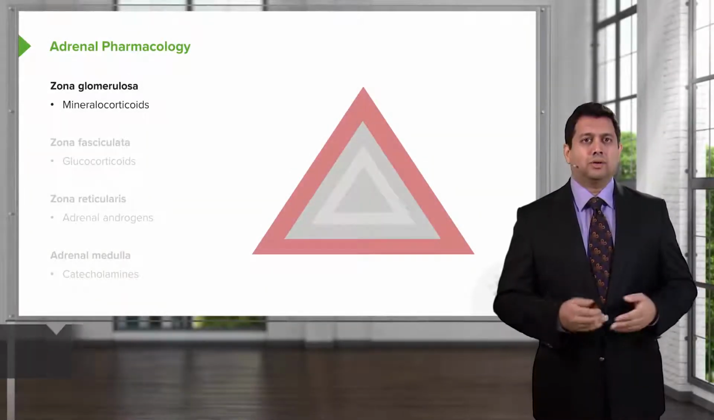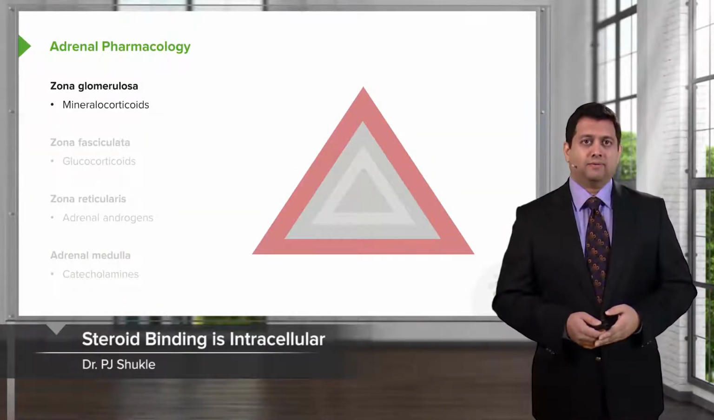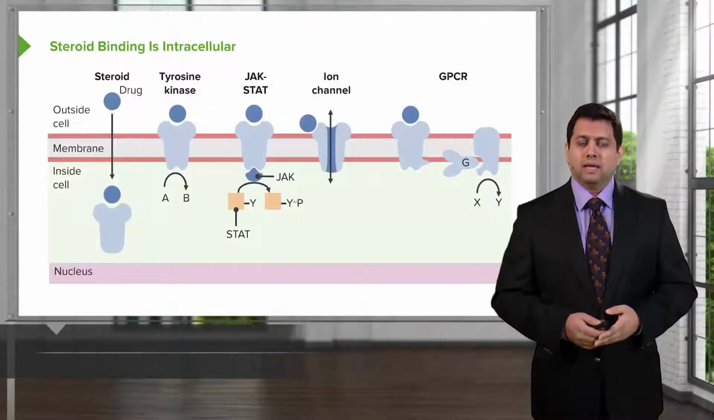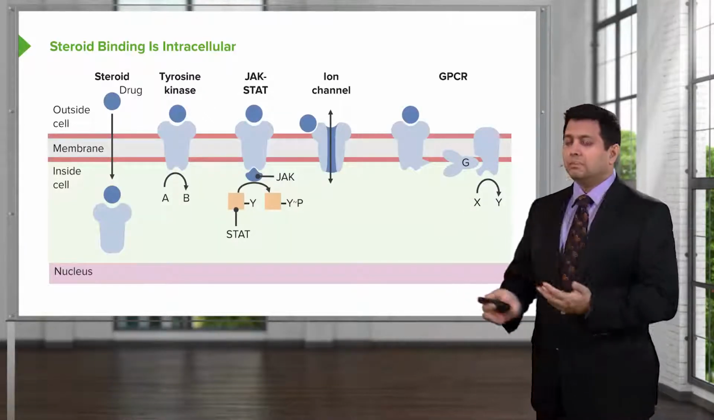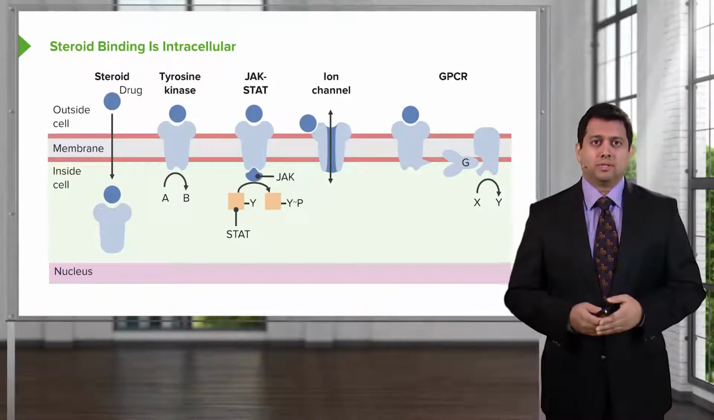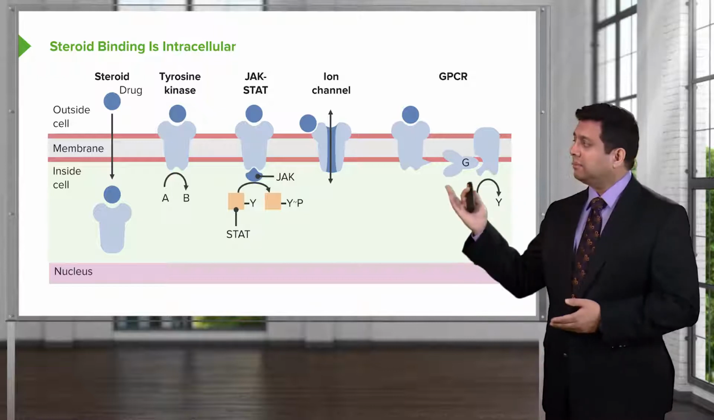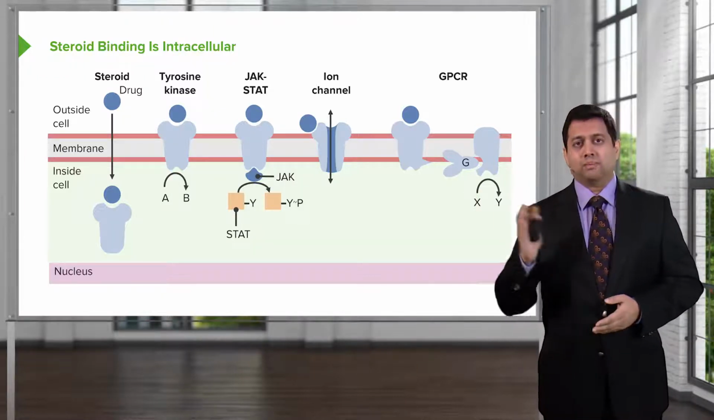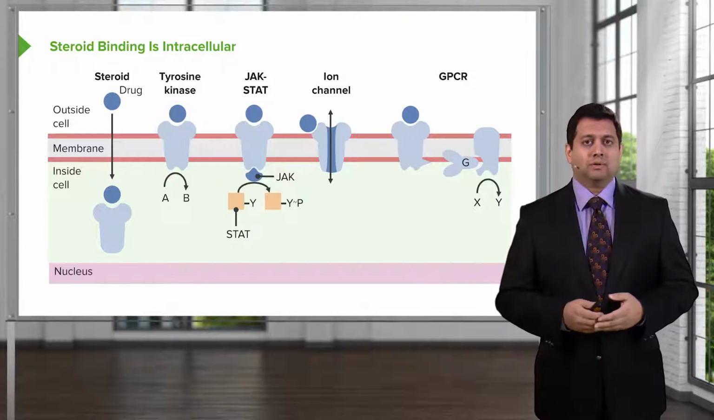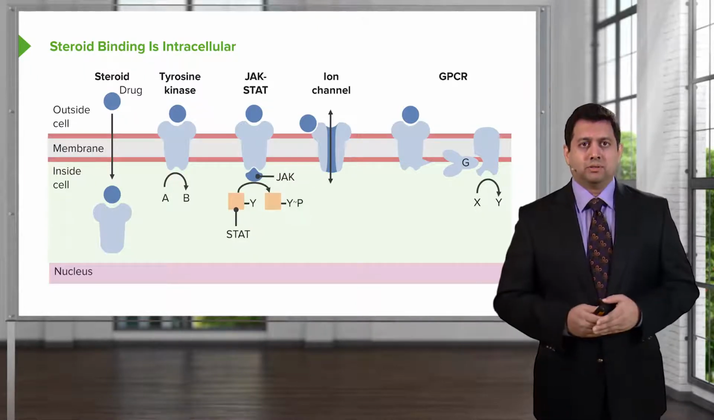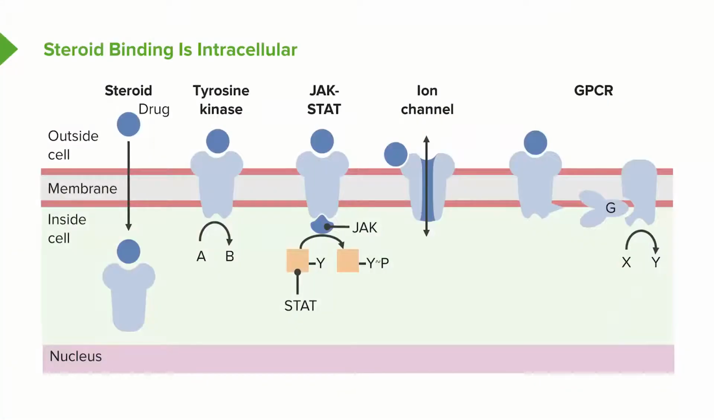Let's move on to the zona glomerulosa and mineralocorticoid function. Now remember that when we're talking about mineralocorticoids or even corticosteroids, we're talking about using a steroid receptor. If you remember from your pharmacology lectures way back at the beginning, when we were looking at receptors, there are 5 major types of receptors. Steroid receptors are intracellular receptors, and so the drug, because it's lipophilic, can cross the membrane easily, and that's how the medications or the hormones work.